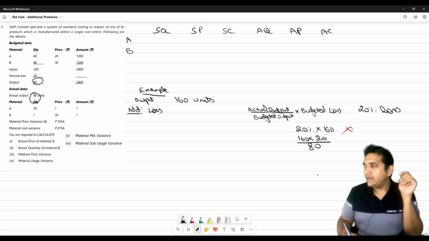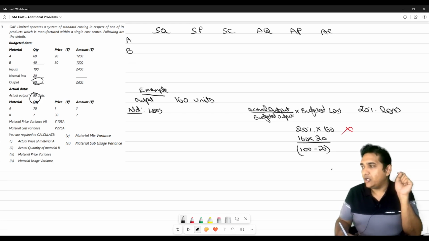Right? So one more way to write this 80 could be, if you can't remember why 80, one more thing you can take is 100, which is the total percent, minus my loss 20, minus my loss. So this would be the correct method, right?